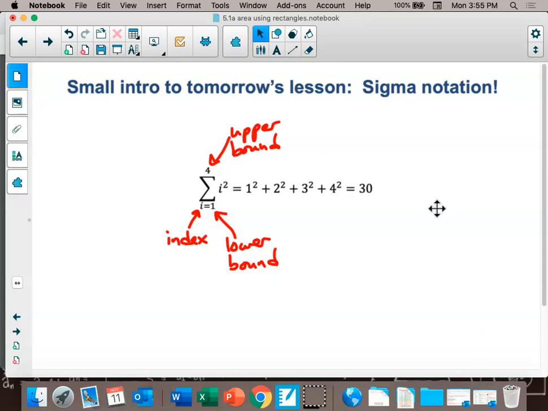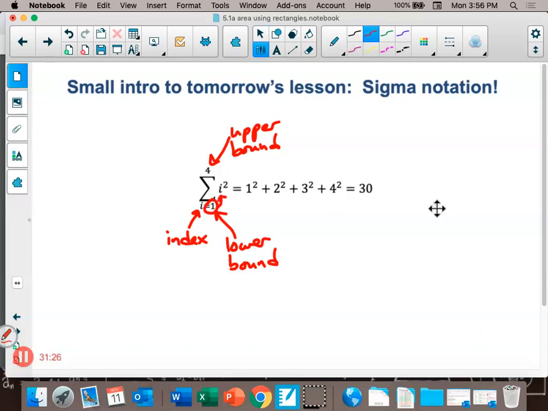And what you do is you start with this lower bound, you plug it into your function, right? So you get that guy, and then you add. Sigma means sum, so you always add. Then you walk by integers. So the next integer would be 2. You plug in a 2, and then you add. Then you plug in a 3. You add. You plug in a 4. And then you stop because 4 is your upper bound. You add all those together, and this value is the value of your sum.